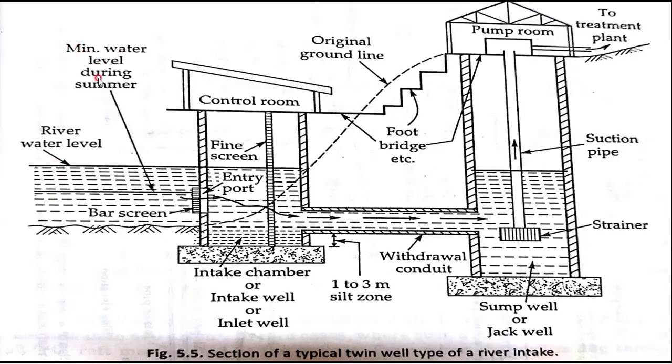Here see the minimum water level during summer. This level is during summer, and one port is there. Here the water can enter, meaning even in summer you can get water into the intake structure. River water level: see, this is the normal river water level. Don't think that this is very small. You can think that it is about 10 meters, 50 meters, based on the river. Okay, here it is shown very small.